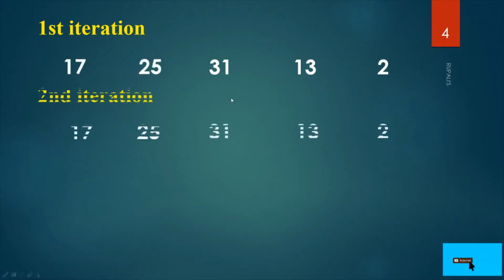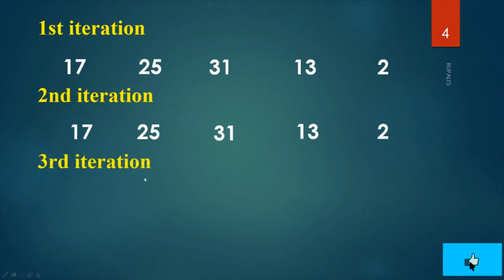Now second iteration. In case of second iteration, you have to make the third variable as temp. So here temp is 31. Now compare 25 with 31. No need to change. Now compare 17 with 31, because 31 is greater, no need to change. Now it comes third iteration.